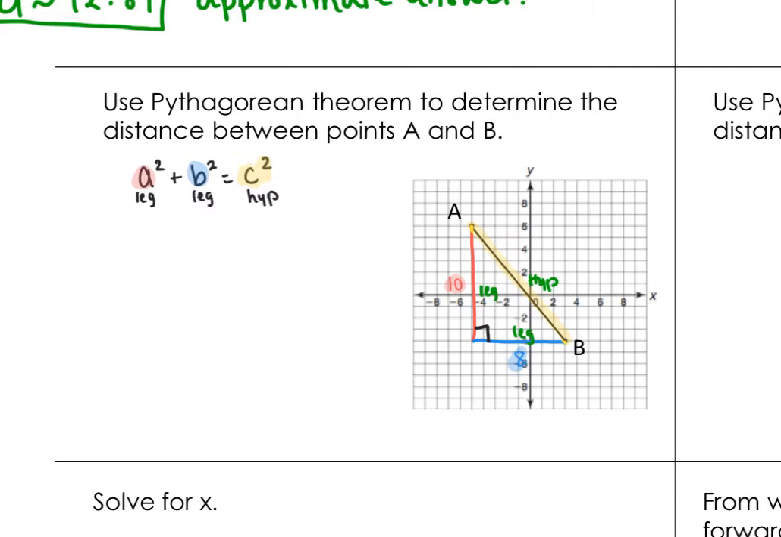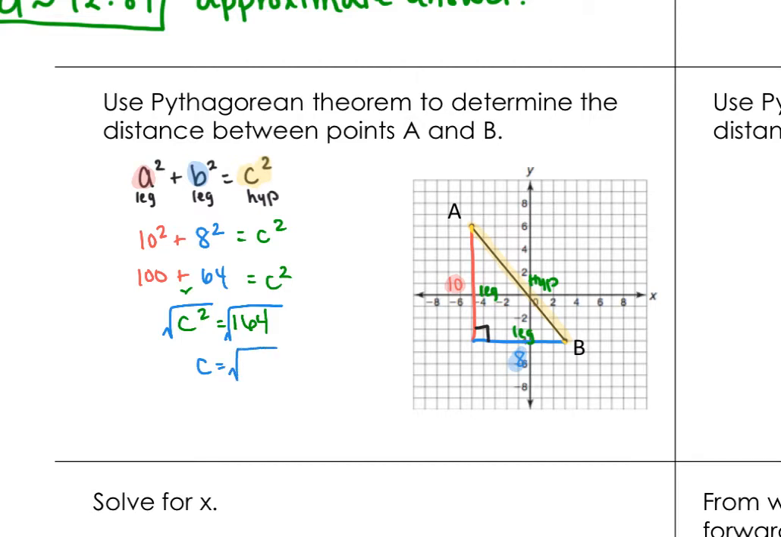So it's just going to be 10 squared plus 8 squared, and that's going to give us c squared. Well, 10 squared is 100. 8 squared is 64. Next thing we do is we add these two together, so c squared is 164. And the very last step, to get c by itself, to undo that exponent, we take the square root of both sides. So c is the square root of 164. That's my exact answer.